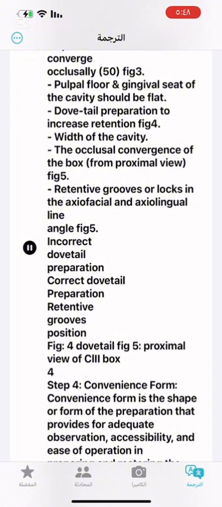Cavo-surface line angle should be 90-110 degrees. Faciolingual walls converge occlusally. Rounded internal line angle. Figure 3. Resistance factors which prevent fracture of the tooth. Preventing fracture of restoration: the margins or cavo-surface line angle should be 90-110 degrees. If more than this, it leads to fracture of restoration.